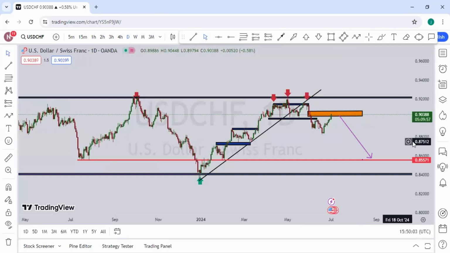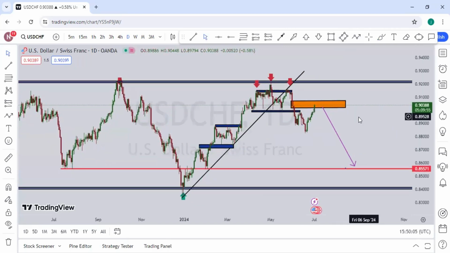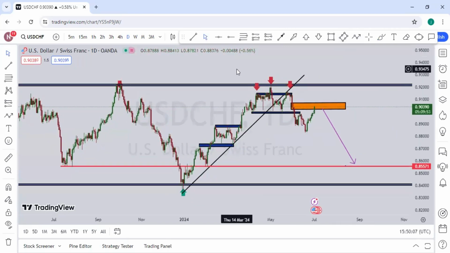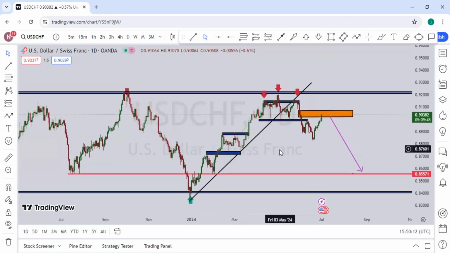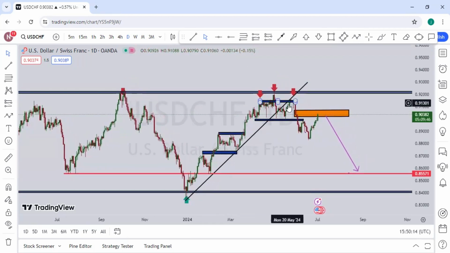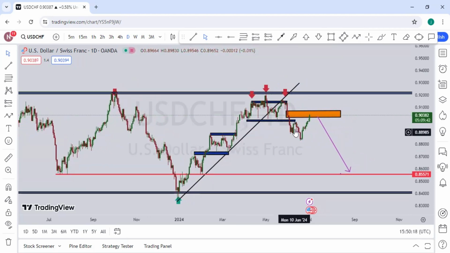Now let's go to what I have normally waited for a couple of times. This is USD CHF on a daily time frame. You can see very clearly the market broke my trend line and did some resistance here. I wanted it to break my trend line first of all.